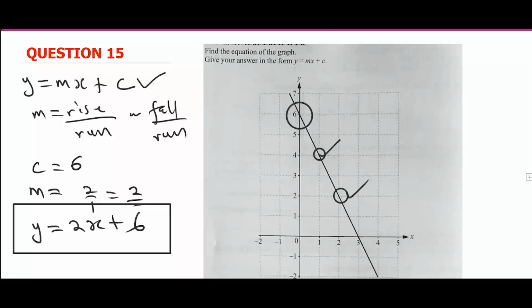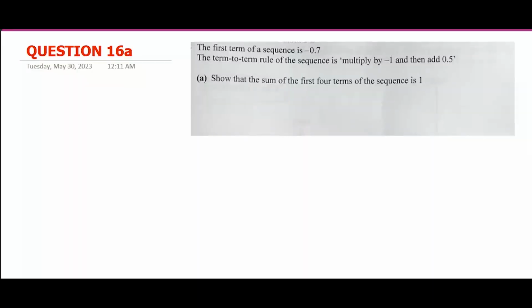So question 16a now. The first term of a sequence is minus 0.7. The term to term rule of the sequence is multiply by minus 1 and then add 0.5. Show that the sum of the first 4 terms of the sequence is 1.